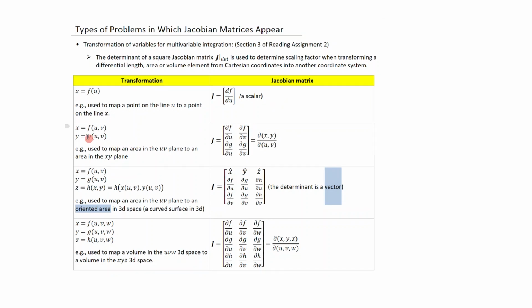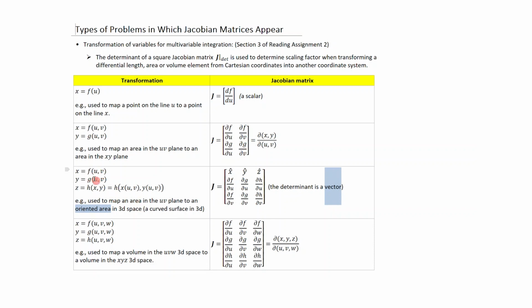On the other hand, if we have a two-variable system where x and y are both functions of u and v, this would be used to map an area in the uv plane to an area in the xy plane. In this case, the Jacobian matrix would take this form, and we would end up taking the determinant of this matrix, and that will be the scaling factor that allows us to compute the area in another coordinate system.